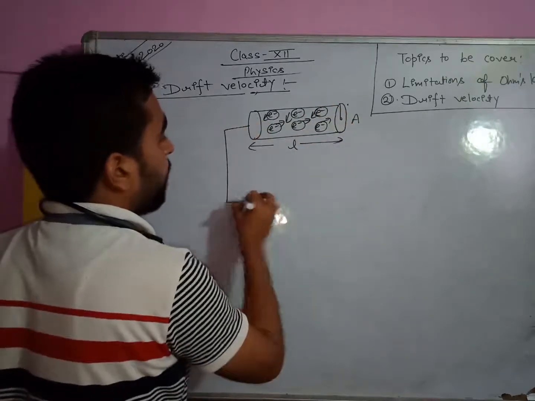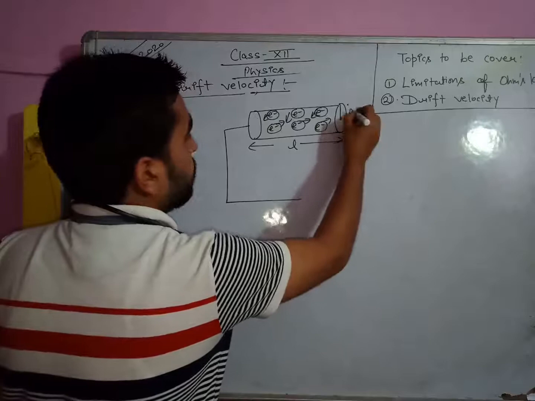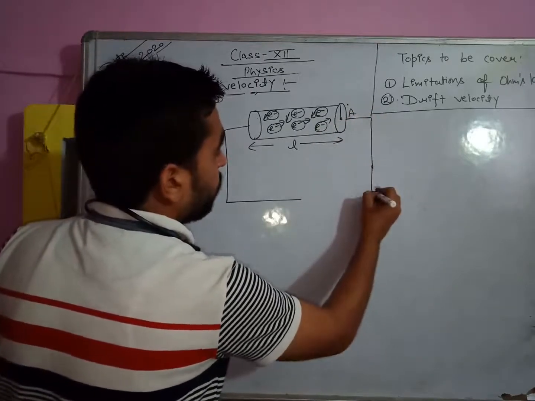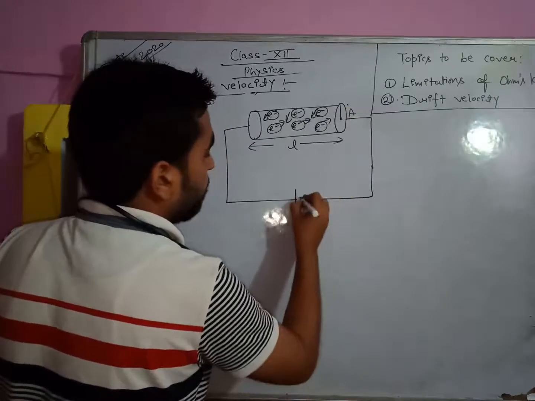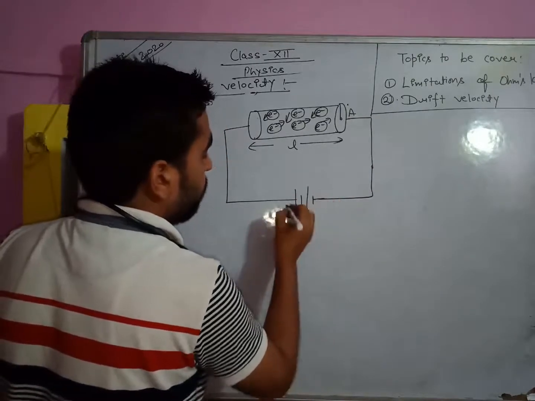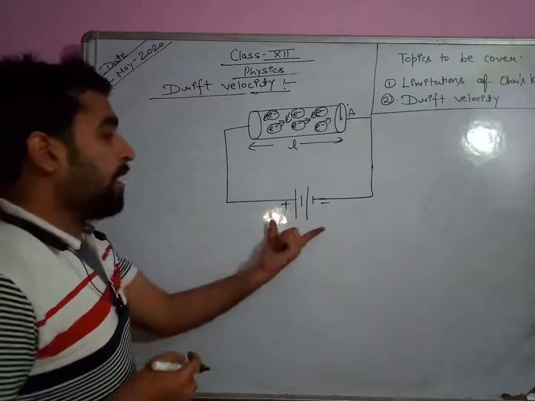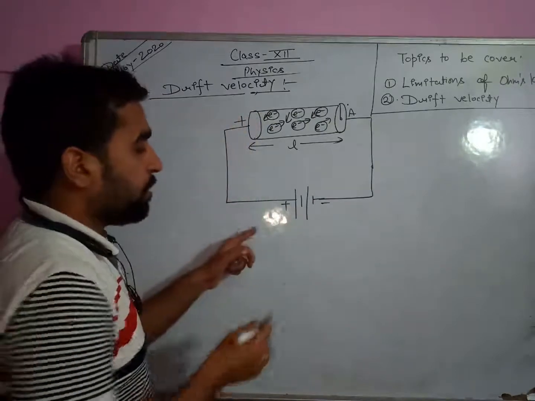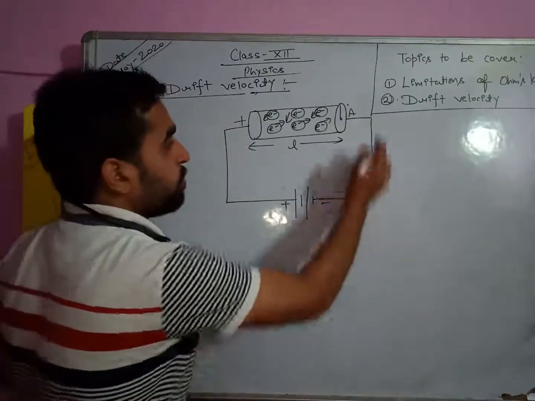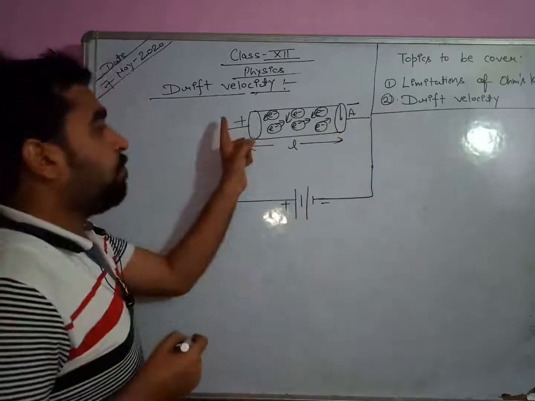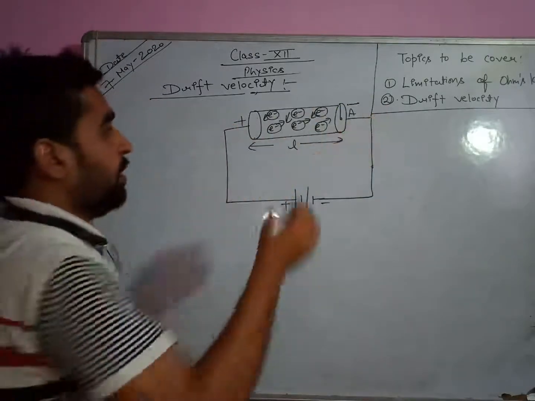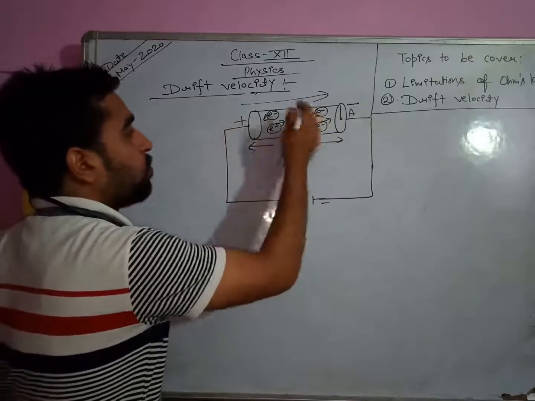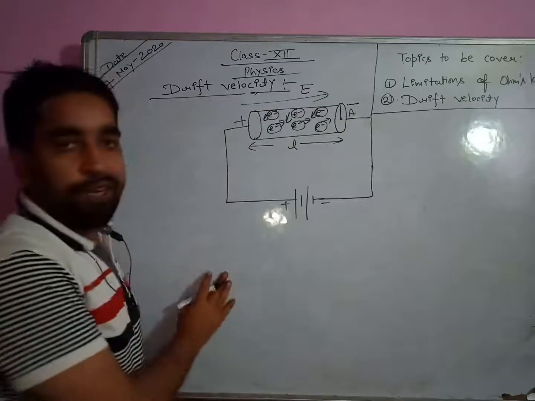Suppose I have applied a potential difference. How will I apply the potential difference? By joining it to a battery, a combination of cells. Now students, when I join it to the battery, this is the high terminal, so here will be a higher potential, and this is the low terminal, so this will be a low potential. Whenever there is a high and a low potential, an electric field is developed, and the direction of the electric field will be from higher to lower. So this is the direction of the electric field.